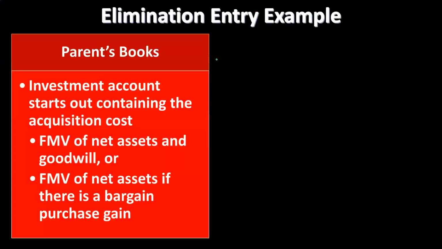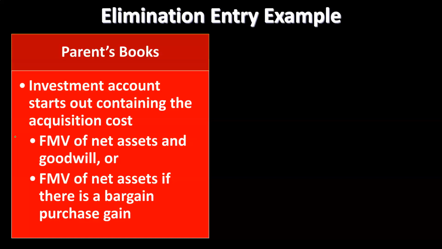Elimination entry example. So when we consider this difference, we want to think about what's going on with the parent's books and the subsidiaries' books, and then what would be the process to consolidate them and what type of problems would be caused if there was a difference between the book and fair value of the net assets. So the parent's books: the investment account starts out containing the acquisition cost at the fair market value of net assets and goodwill. That's basically what's going to be on the parent's books, right? And we're thinking here typically of an equity method being used.